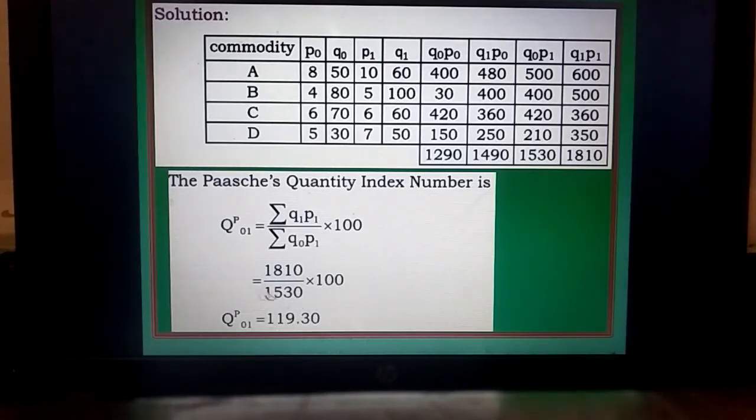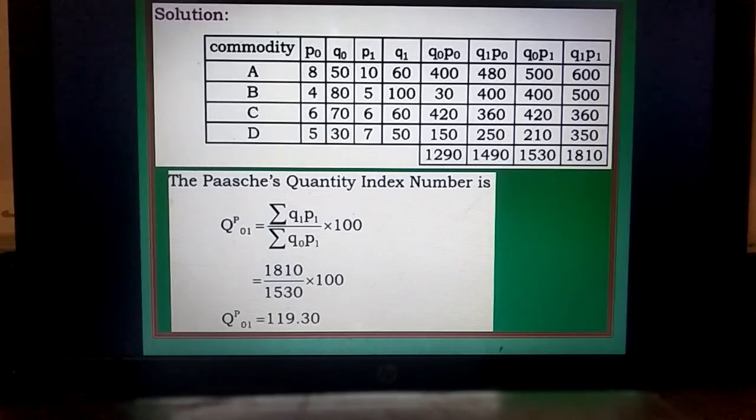So this calculation will go to 119.30. That is nothing but a 19.30% increase in quantity level in current year as compared to base year based on purchase quantity index number.